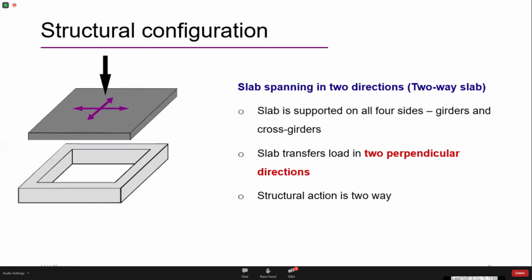When we look at a slab which is spanning in two directions, what we see here is that the slab is resting on all four sides on a network of beams. The load that is applied on the deck slab is transferred in two perpendicular directions. Because of this action, the slab deforms in both directions and we have a two-way action. Hence, these slabs are designed as two-way slabs.